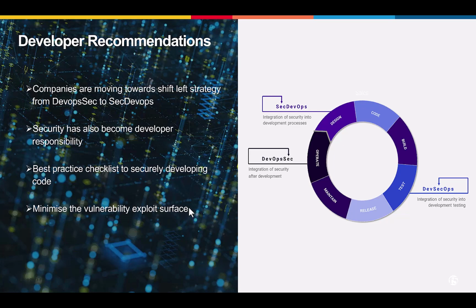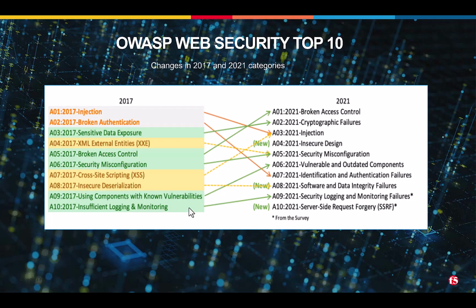As companies are moving towards a shift left strategy, that is from DevOps to SecDevOps, developers also have to write code in a secured manner. These recommendations can be very helpful for developers to prevent vulnerable exploit surfaces in production. These are the latest Top 10 2021 web application security risks and the changes that were made from 2017. Let's grab one of the vulnerabilities and see how we can prevent it using distributed cloud.